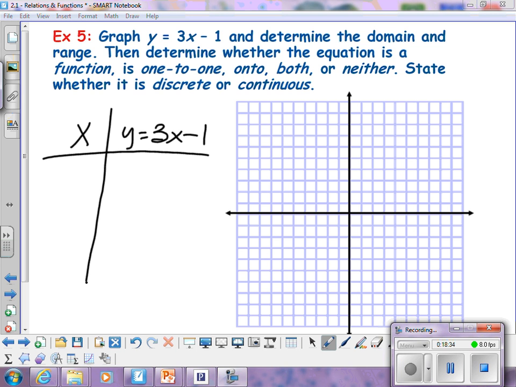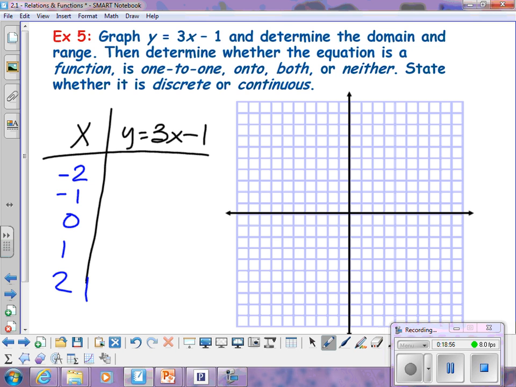How can a function be neither? If you have x values repeating and y values repeating, it's neither, because you have the same x being paired with 2 different y's, and then you have the same y being paired with 2 different x's. So it's neither. All right, I'm going to pick -2, -1, 0, 1, 2 because that's just easy for me, okay?